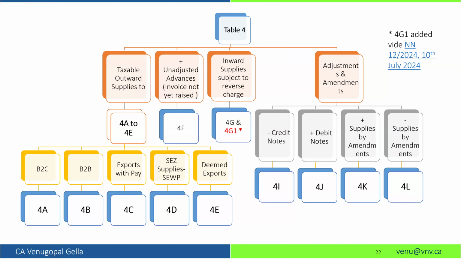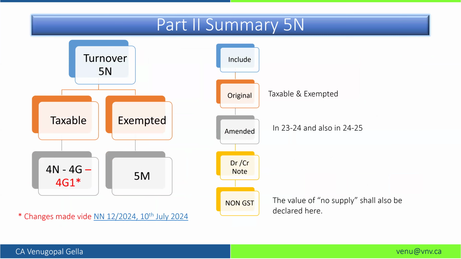Apart from the turnover, there is advances. So 4F is advances, unadjusted advances. Then RCM, 4G was all this while was there. 4G1 is a new addition for the e-commerce operators. So this part of this is the turnover. Then we have credit notes 4I, debit notes 4J. Amendment upward is 4K, amendment downward is 4L. These are reporting under 4.